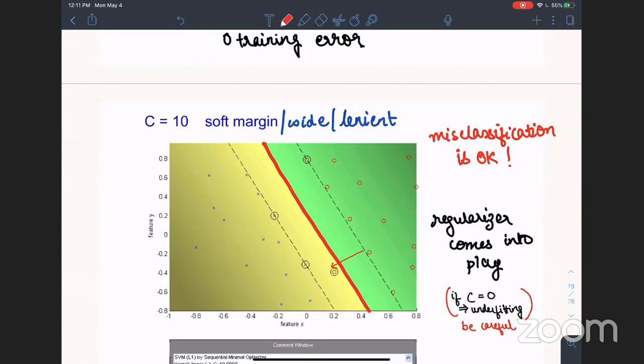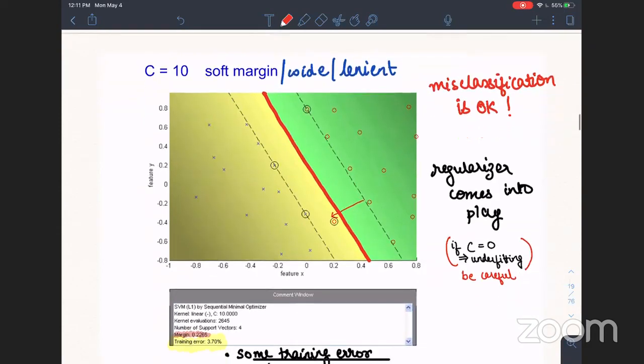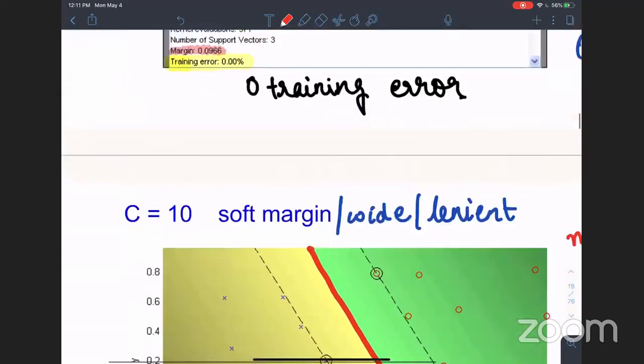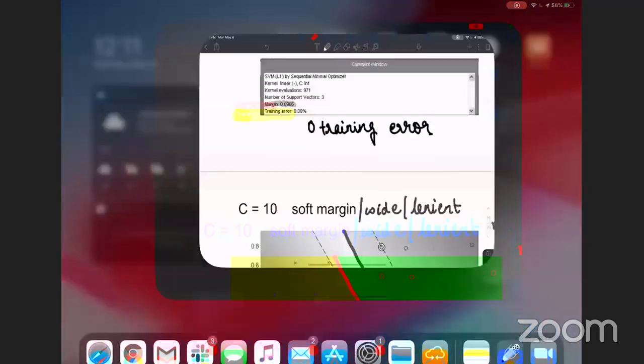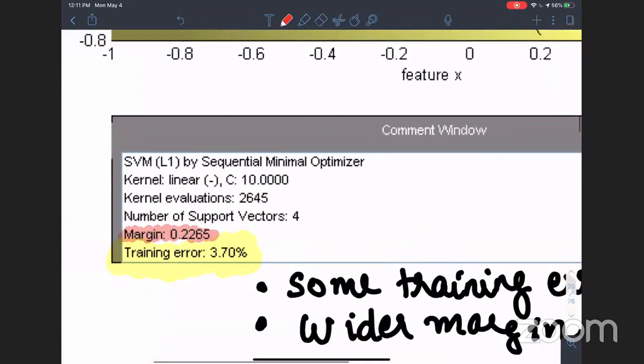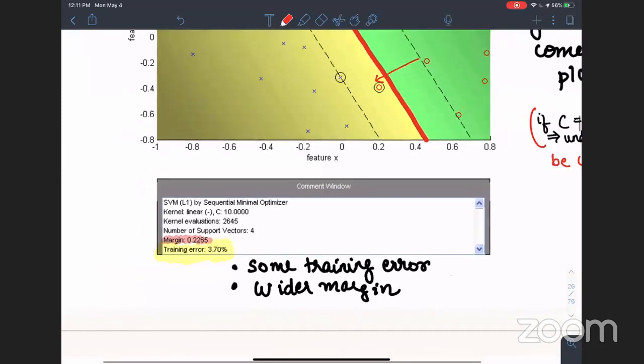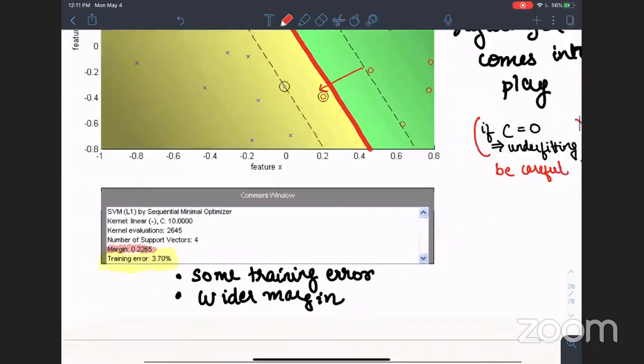So there's a trade-off. If C is equal to 0, that means this margin is the widest possible. That means you're underfitting. So you don't want to regularize too much either. You can see here I've incurred a training error which is no longer 0, but the margin has increased. Earlier the margin was 0.0966. Now my margin is slightly wider, 0.2665, but I'm now starting to introduce training error. That means 3.7% is fine as long as my validation error is better than the previous one.